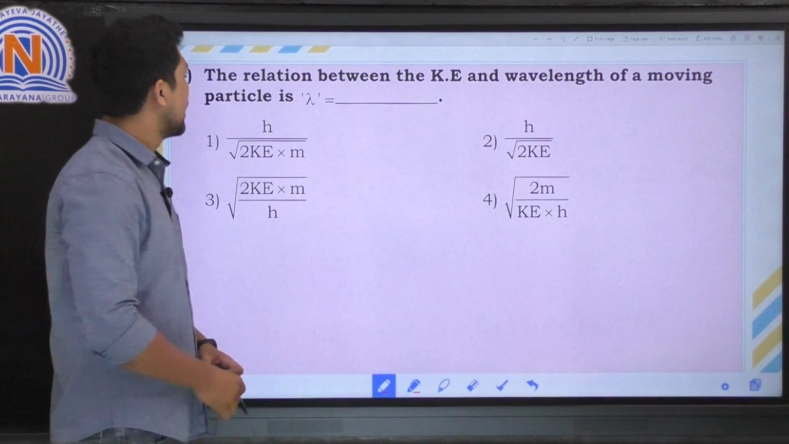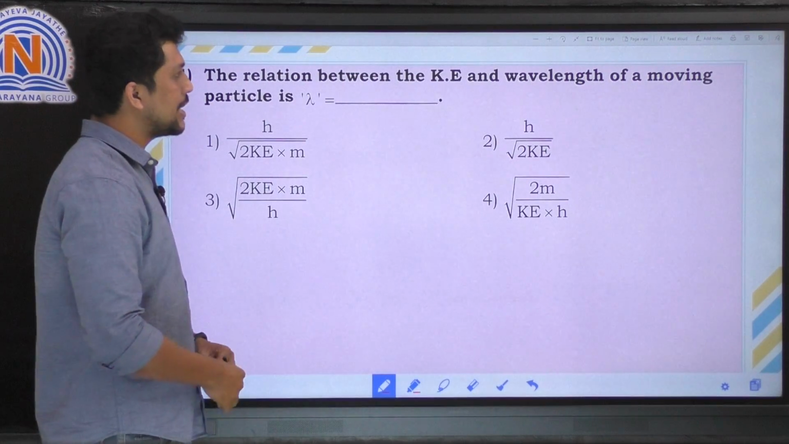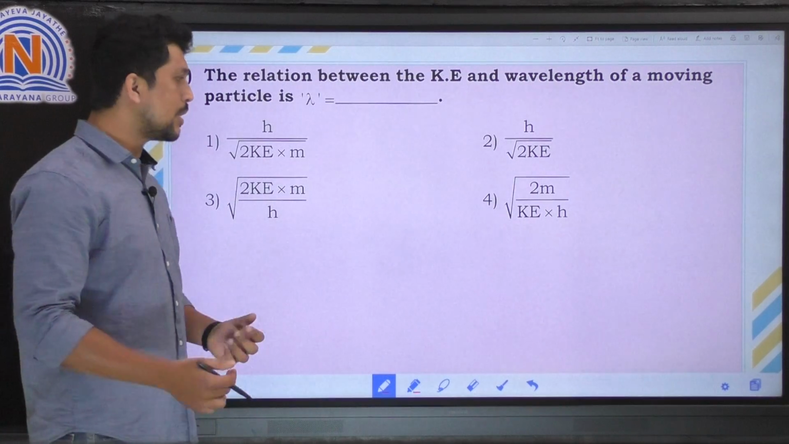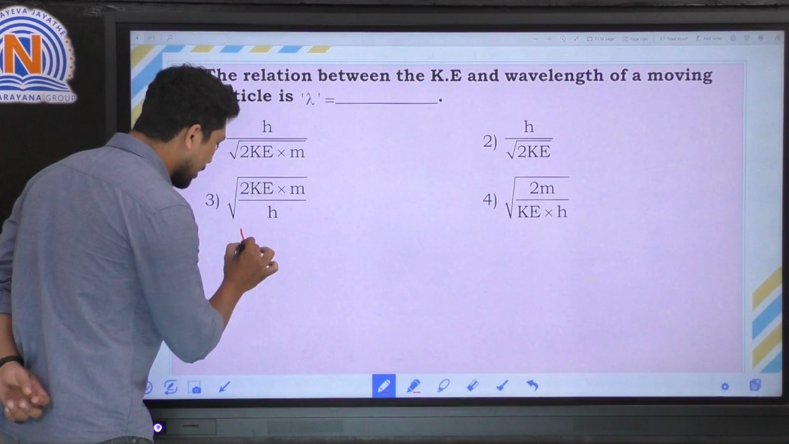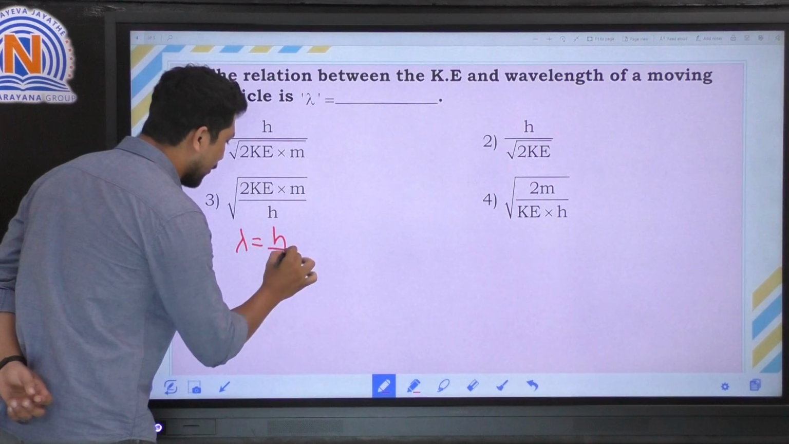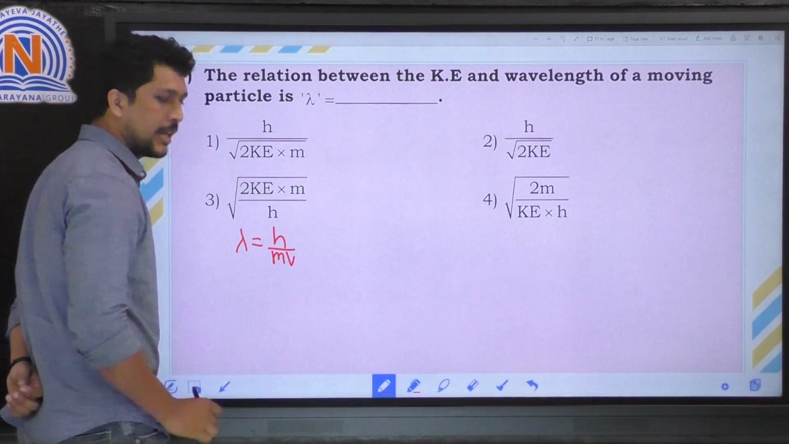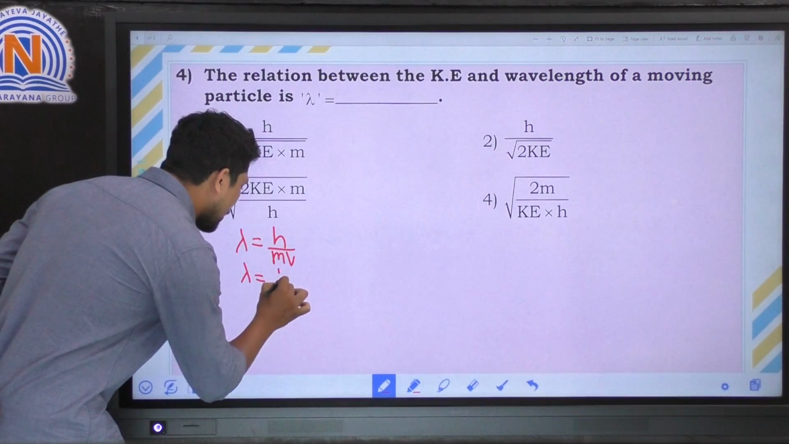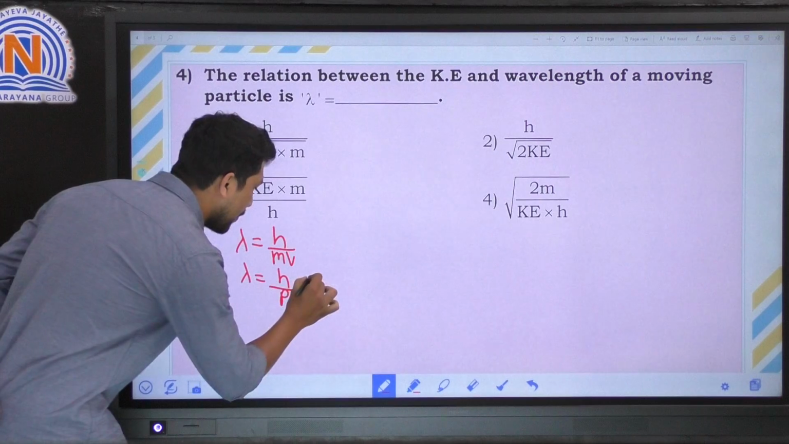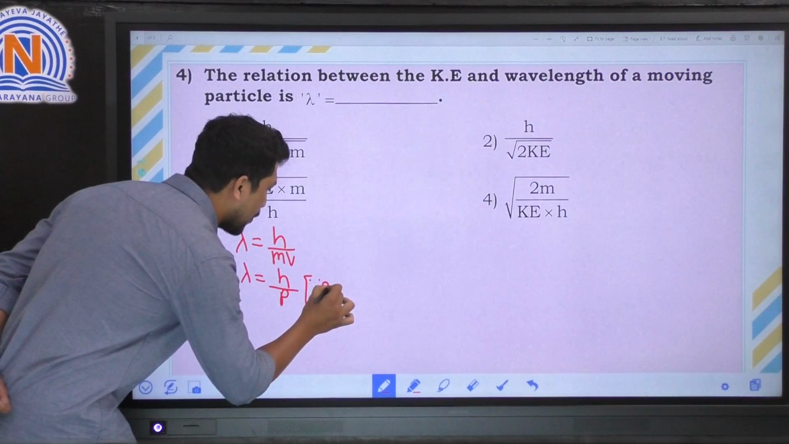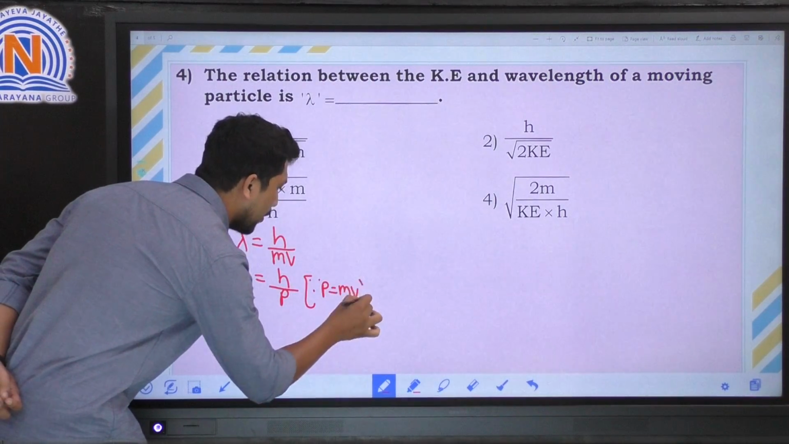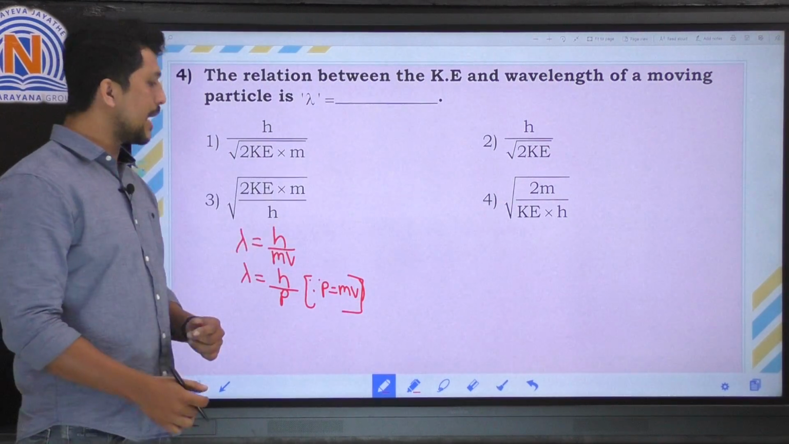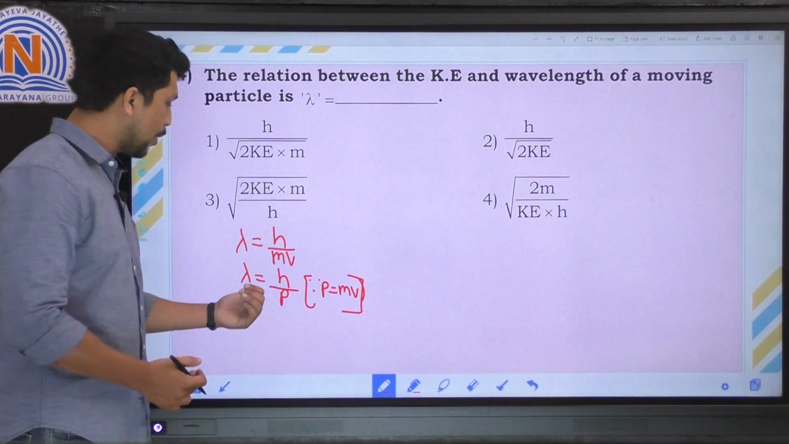Here the question is, the relation between the kinetic energy and wavelength of a moving particle is lambda. Right? We know that lambda is the de Broglie wavelength, that is h by mv. So we can write it as h by p, since p is the momentum, so p equal to m into v. Right? So we need to find the relation between the kinetic energy and wavelength. So we know the wavelength formula h by p.